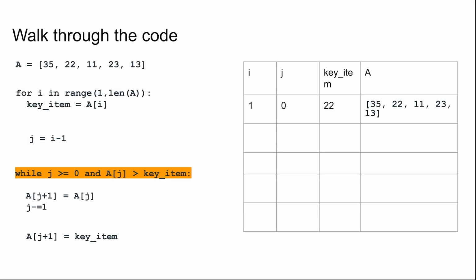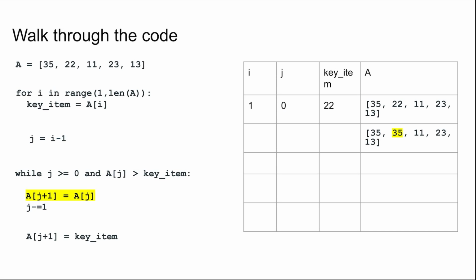Then an inner while loop is created inside of this for loop, and it's checking the condition of whether j is greater than or equal to 0. So j is equal to 0 in this case, so 0 is greater than or equal to 0, so it's true. And then A of j, which is going to be A of 0. And when we circle back to the array, it's 35. So is 35 greater than key item, which is 22? And it is true.